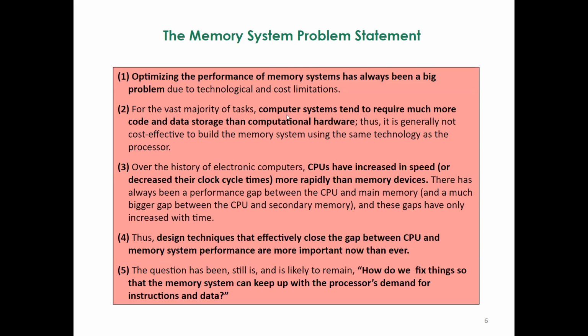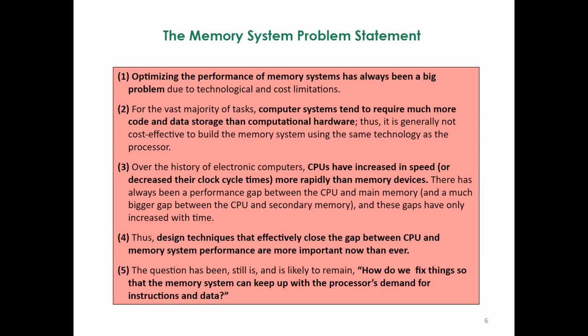So computer systems tend to require much more code and data storage than computational hardware. In terms of hardware, building a processor that is fast and an ALU that can perform multiplication faster, of course, becomes expensive. It becomes expensive as well in terms of the area that it is going to require on your die, your IC.